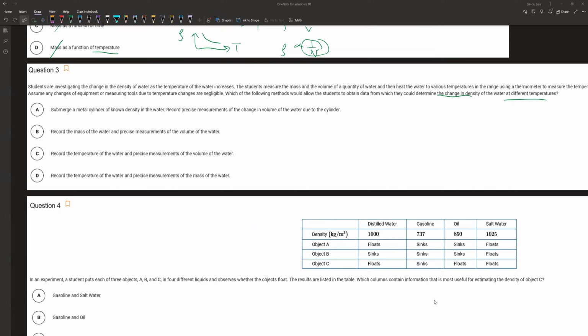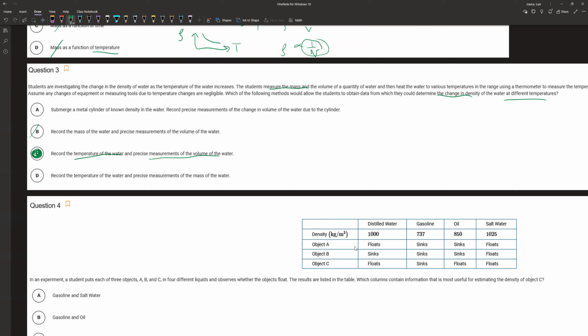Okay, and we have about 2 answers here. I'll go ahead and call it here. And so this is very similar to the previous question. The amount of water that we're going to be talking about, the mass is not going to change. And so we're looking for a change in density with different temperatures. We're going to want to record the temperature of the water and take precise measurements of that volume of water. So we can put this in a graduated cylinder and then heat it up and see how the water expands. Record the mass of the water and precise measurements of the volume. While this would give us the density, we have no way of tracking the behavior of that density with temperature. So that's why that one's not very good.